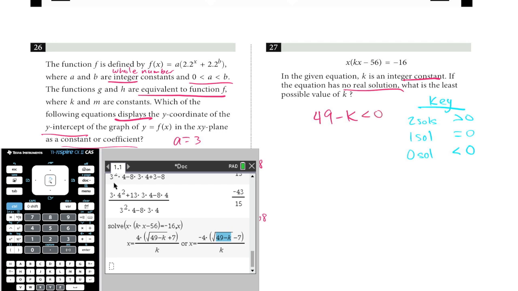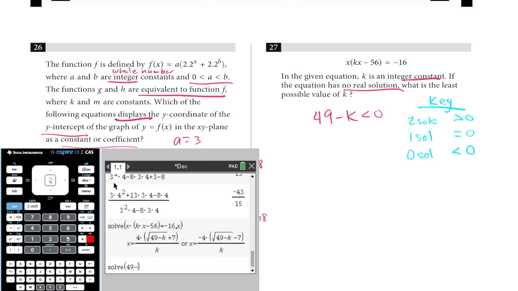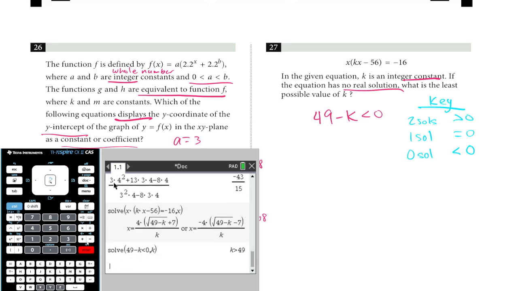And I'm going to go ahead and use the calculator to solve this inequality. Menu 3, 1. Let me do that correctly. Menu 3, 1. And then again, it's 49 minus k. To get the inequality, we do control, then the equal sign. And we're doing less than 0, comma k. And here we get k is greater than 49. So they want to know what is the least possible value of k. What is the smallest k can be that's bigger than 49, and it has to be a whole number? So what is the smallest whole number bigger than 49? 50.